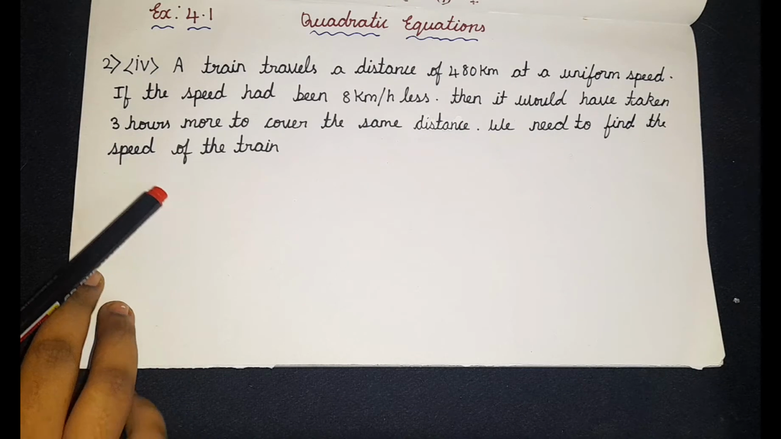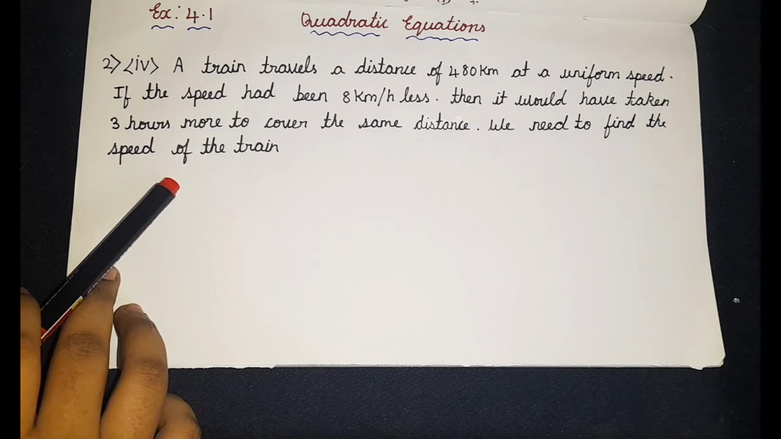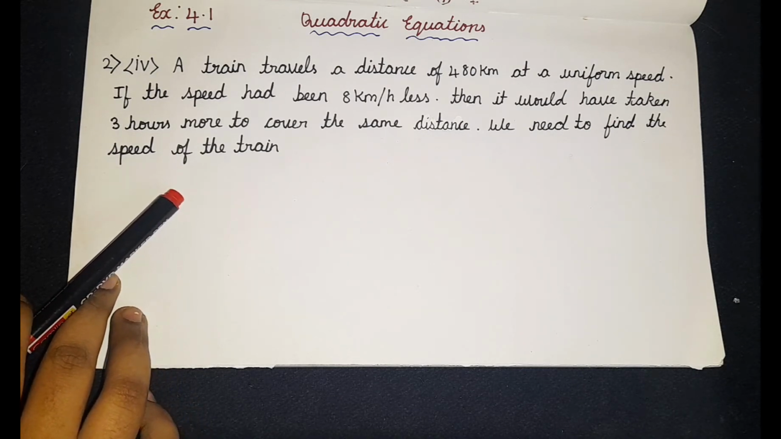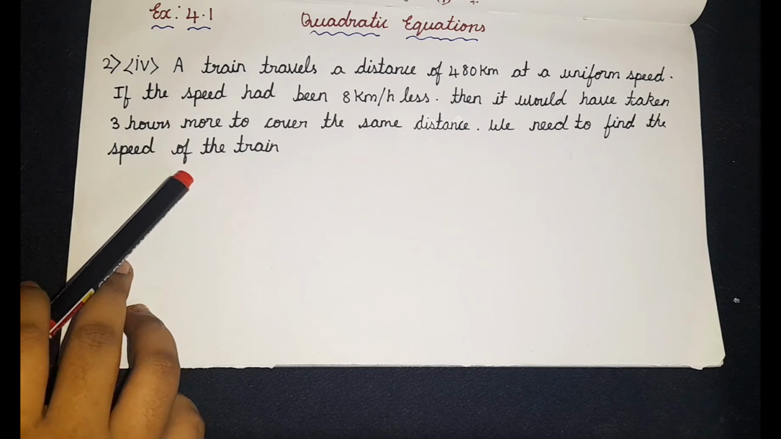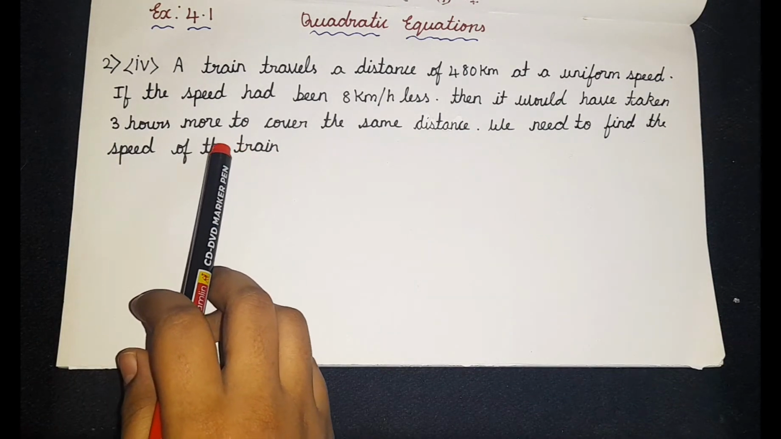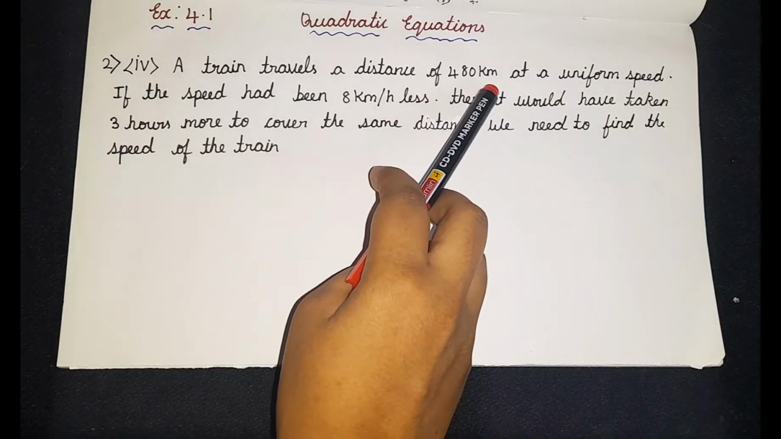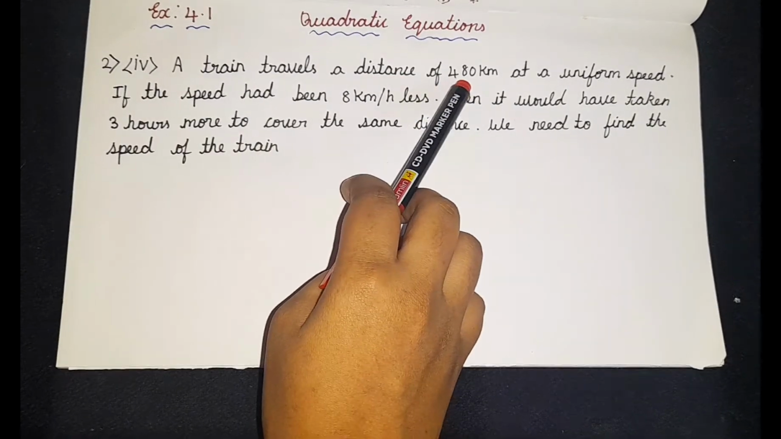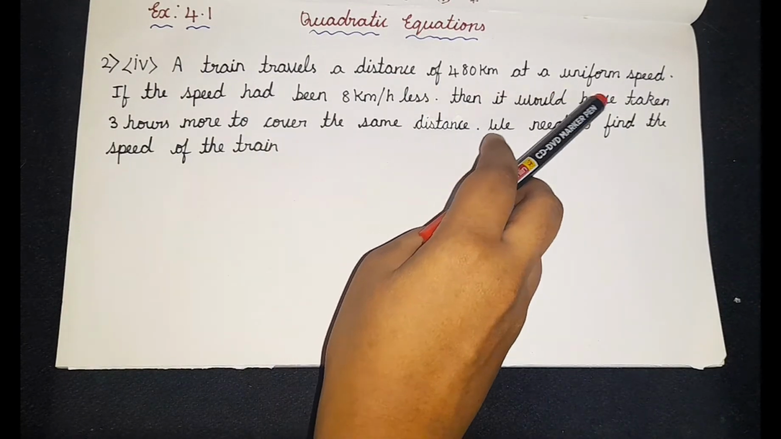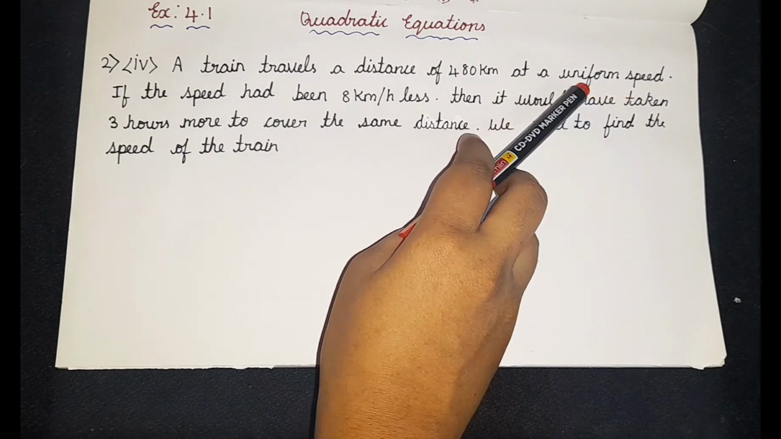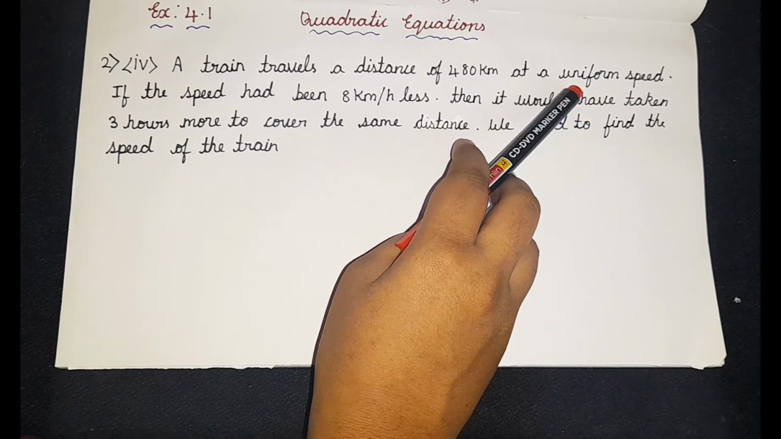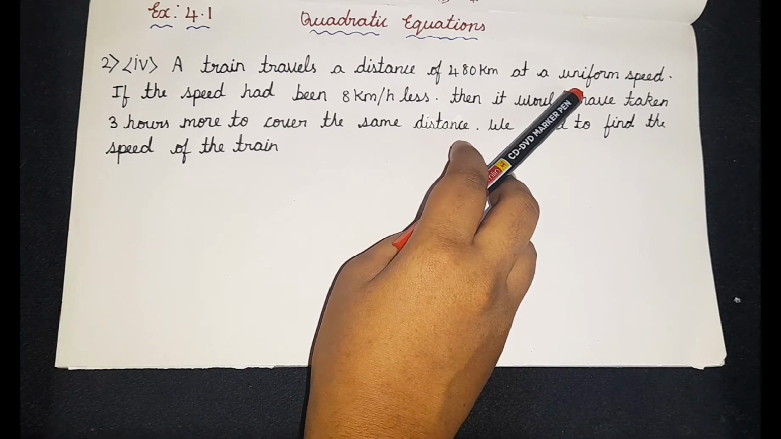As you know, we don't have the speed of the train, so we are going to take the uniform speed to be x. Why am I taking uniform speed? Because in the first line, a train travels a distance of 480 km at a uniform speed. We don't know the uniform speed value. So first we are going to take the uniform speed as x.